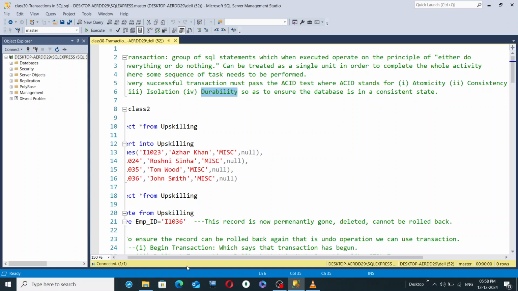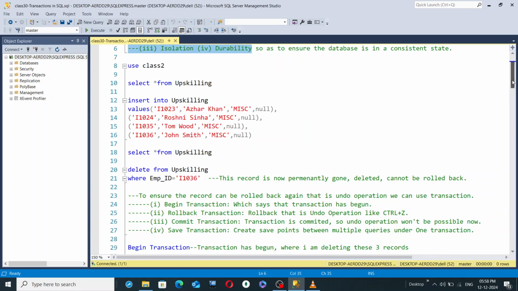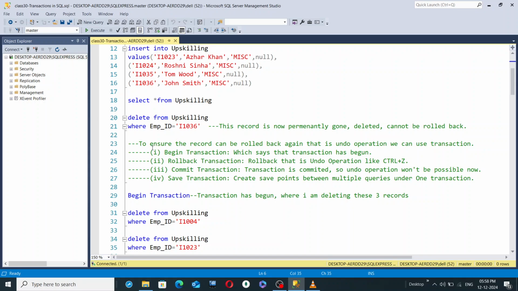Okay, so if all these steps are followed, then we say that your transaction has passed the ACID test, combining all these four steps, that is, atomicity, consistency, isolation, and durability. Before we jump into transactions further, we must follow these steps. What is the format? First of all, if you want to start a transaction, then you must write this command, begin transaction. Begin transaction will simply instruct SQL that the transaction has begun.